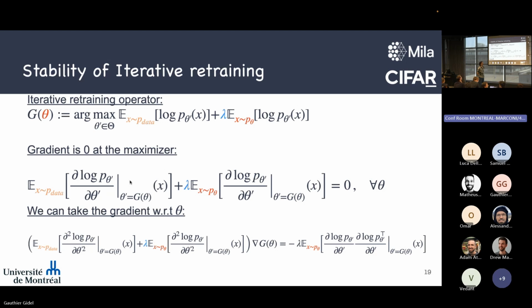Yeah, I guess the overall question is what happens with the data. You collapse because you train on your own data, which gets worse and worse. So you need to close the loop. If the loop is closed, you cannot collapse. I see. The loop is not closed.